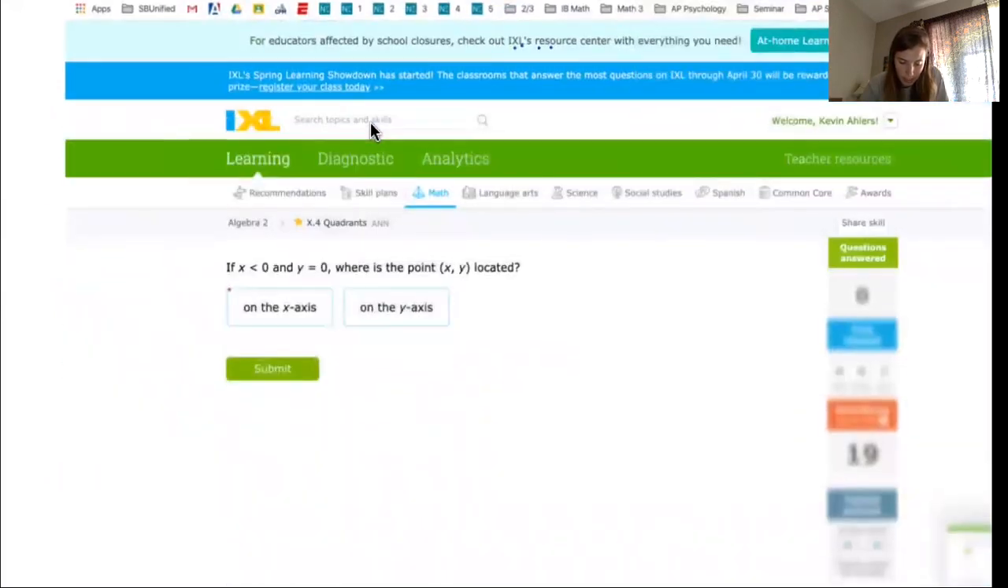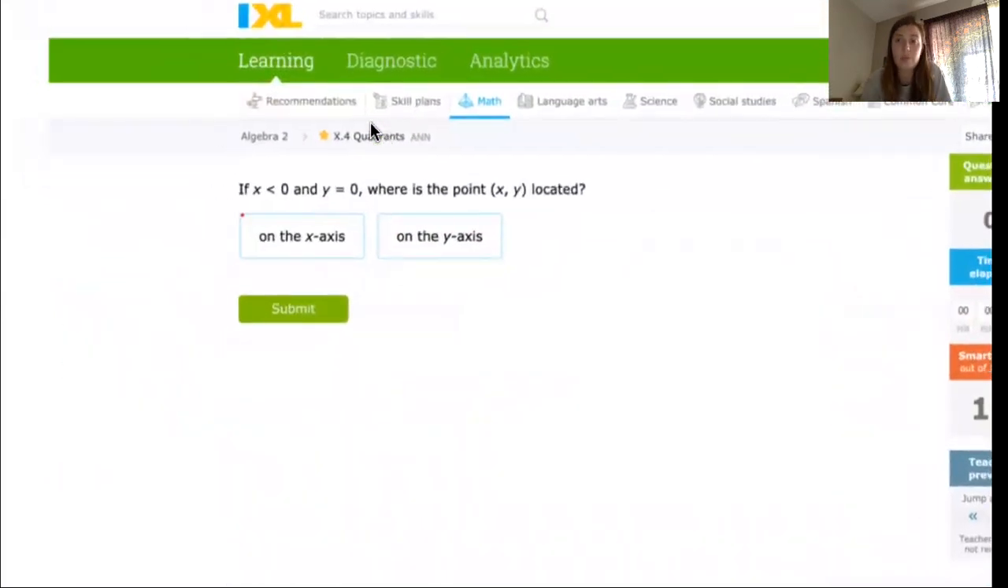Okay, if x is negative and y equals 0, where is your point located? Well, if y is 0, I know that my point is going to be on the x-axis, because that means that there's no variability in height if y equals 0. So you're staying on the x-axis. So that's going to be my answer, on the x-axis.